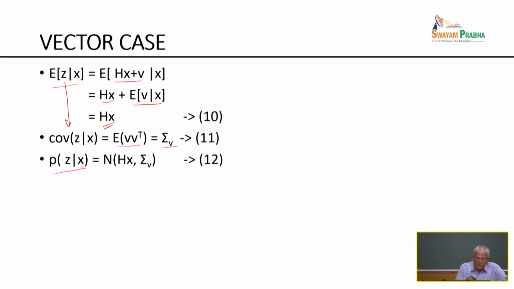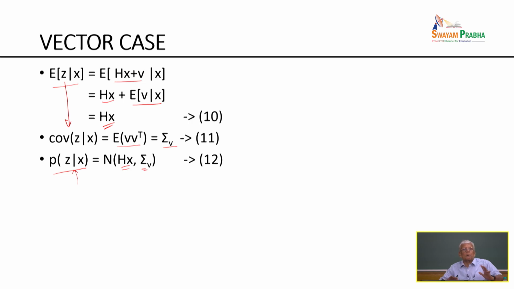Therefore, Z is Gaussian because it is the sum of 2 Gaussian variables. I know the mean and the covariance. Gaussian random variables have a unique property that if I know the mean and the variance, I know the entire distribution. So this is the mean, this is the covariance. So what is this? This is called the conditional density. So I know the conditional density of Z given X.